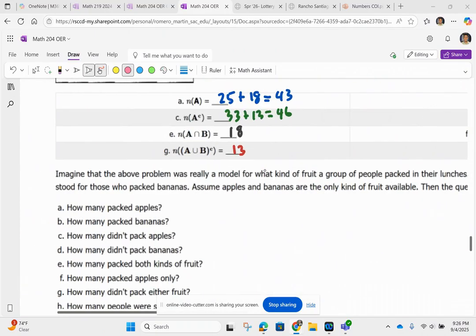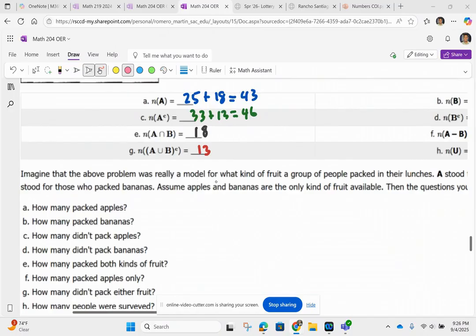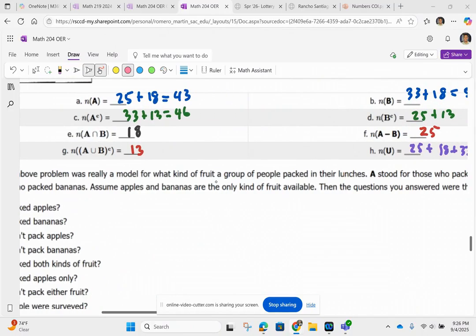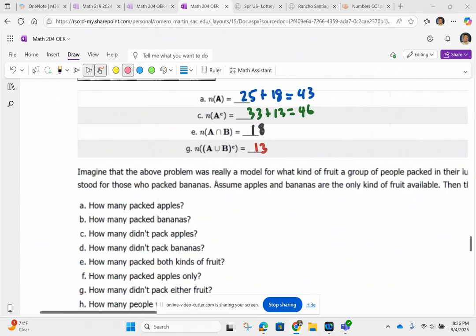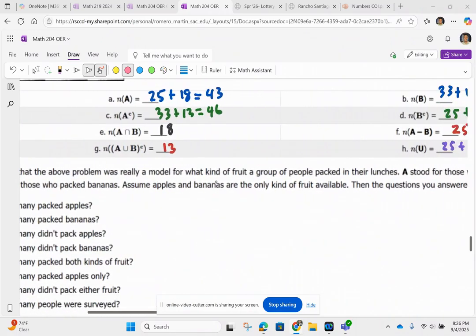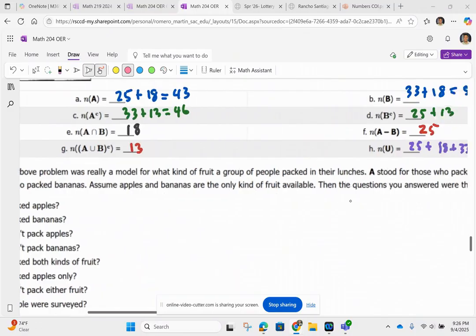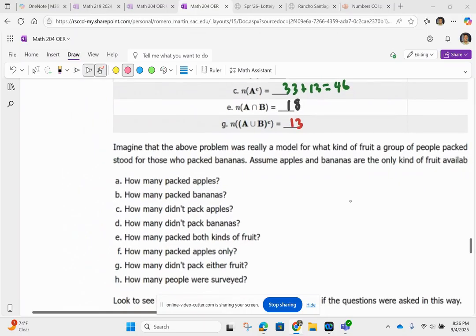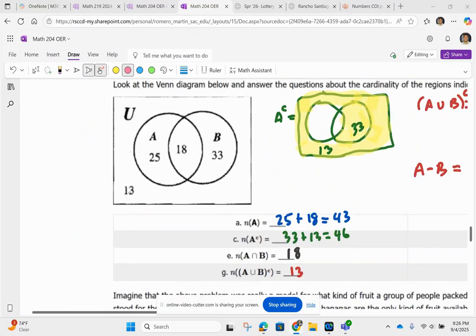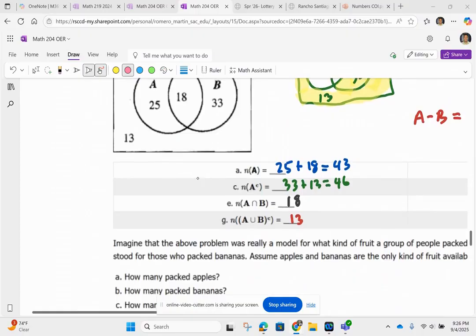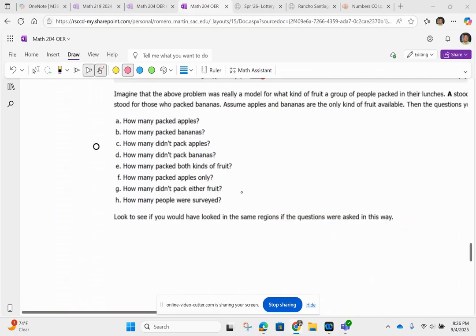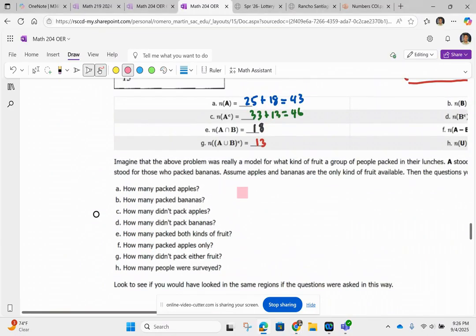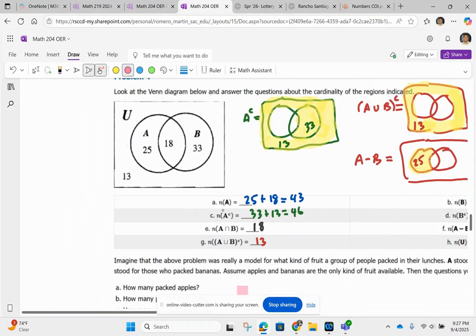Well, let me make sure we get the setup right. Imagine that the above problem was really a model for what kind of fruit a group of people packed in their lunches. A is for apples, B is for bananas, right? Assume apples and bananas are the only kind of fruit available, then answer the questions. So we also have 13, which are not apples or bananas, not part of those two fruits. So looking at these questions, how many packed apples, how many packed bananas, how many didn't pack apples, you might be able to figure that out just by thinking about it, right?